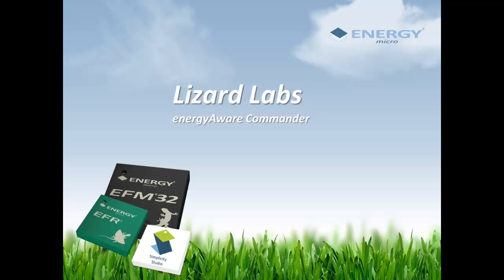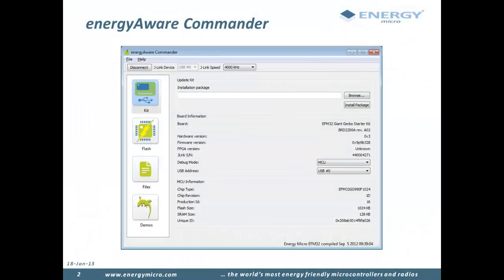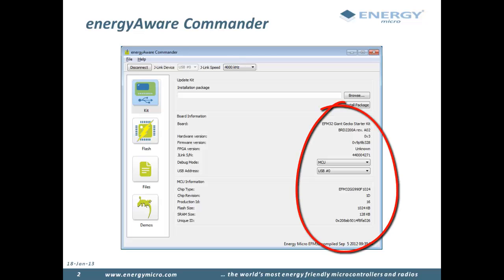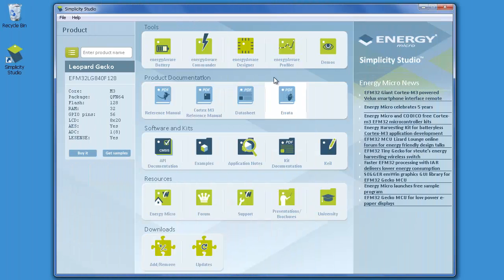In this lecture, we will explain what the energyAware commander is and how to use it. The energyAware commander is a tool which is used to control the energy micro starter and development kits. When you start this program and connect to a kit, it will display information about the kit itself and the MCU present on the kit. The energyAware commander is started by clicking the shortcut in Simplicity Studio.